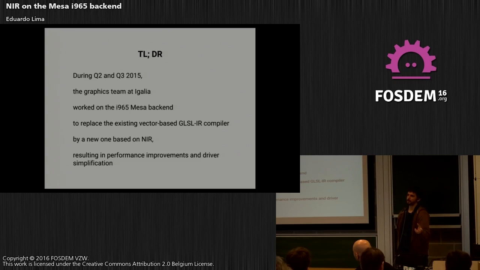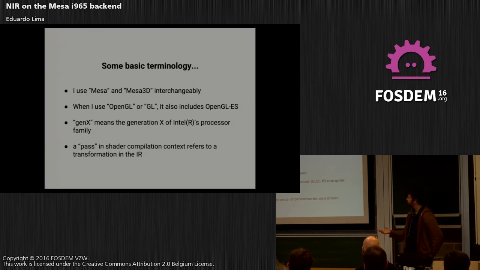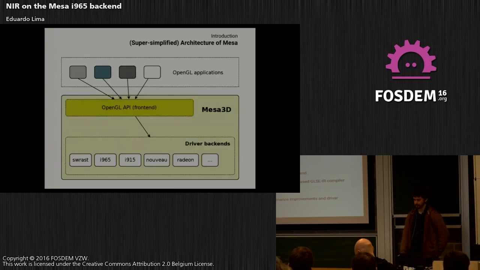two intermediate representations right now. One is the old GLSL IR, the intermediate representation, which has been there for years. And then a couple of years ago, Intel engineers introduced a new intermediate representation, IR, which is called NIR. There was work transitioning from the old one to the new one inside the i965 backend, and we were to help and contribute to this effort. And there were some benefits that we're going to discuss.